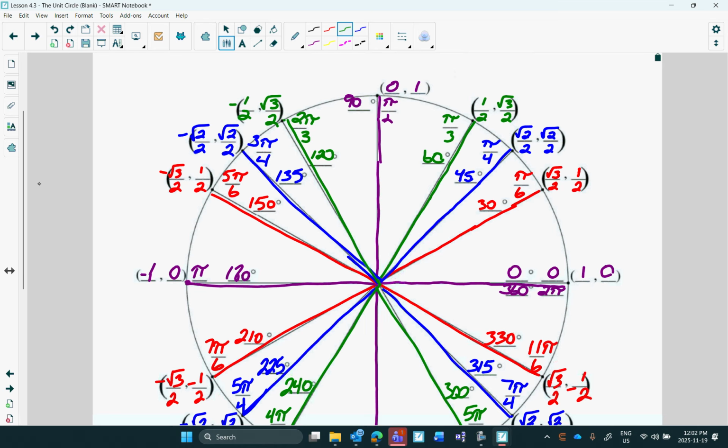Root 3, root 2, root 1. It's 1, 2, 3. That's another way to remember it. There's a song out there apparently, but I refuse to sing it. I don't even know what it is.